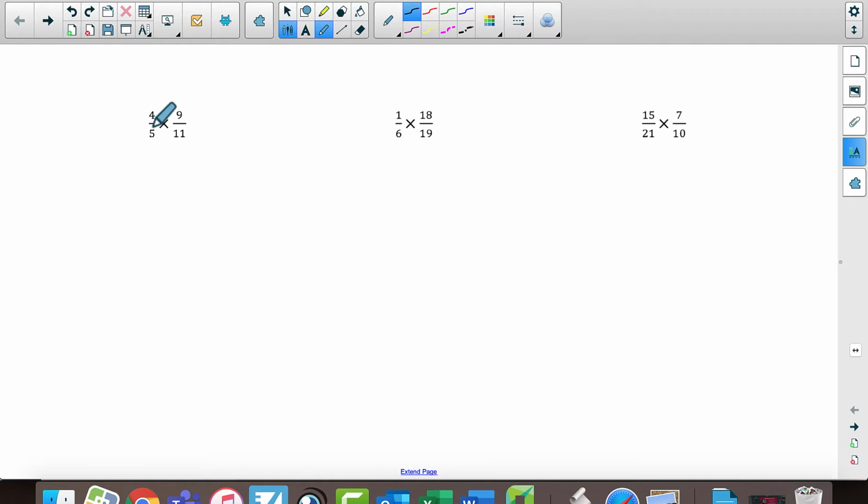So first of all, 4/5 times 9/11. Remember, you don't need a common denominator. So you're ready to multiply right now. You can multiply across the top. You can multiply across the bottom. 4 times 9, 36. 5 times 11, 55.